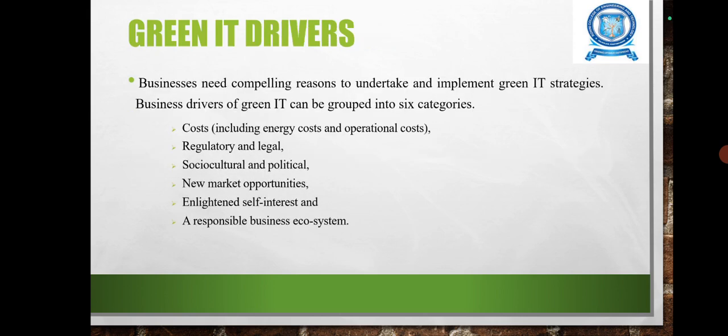The next one is green IT drivers. That means business needs compelling reasons to undertake and implement a green IT strategy. Here we have some drivers of green IT that can be grouped into 6 categories. That means cost, regulatory and legal, socio-cultural and political, new market opportunities, enlightened self-interest, and a responsible business ecosystem.